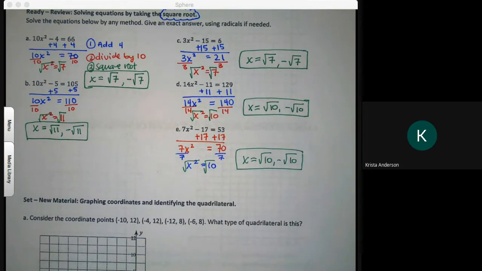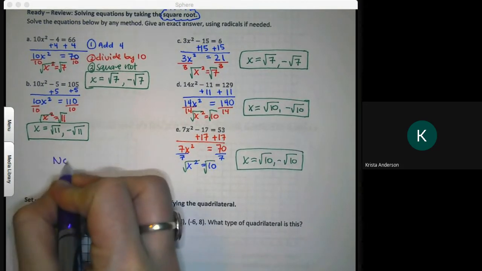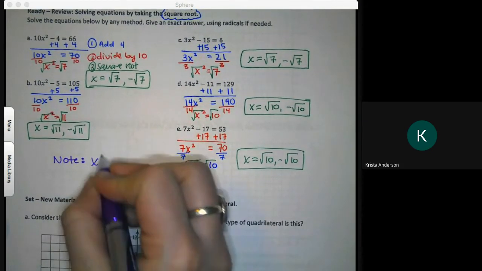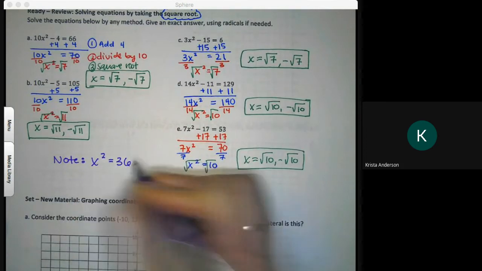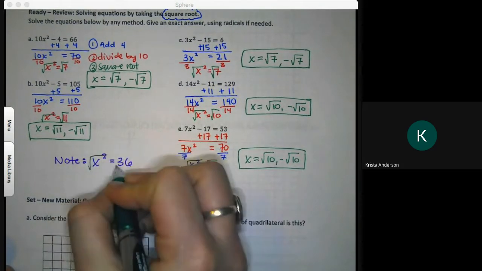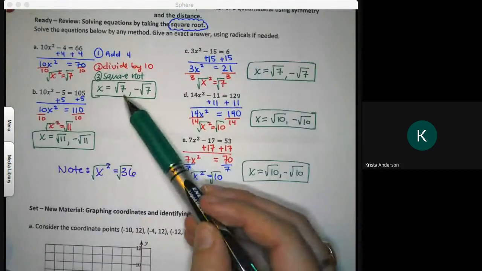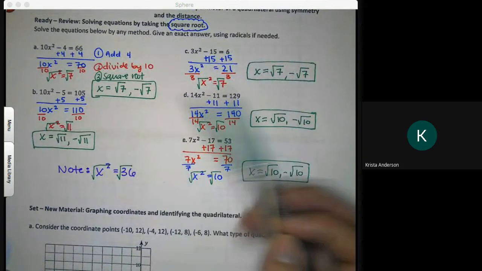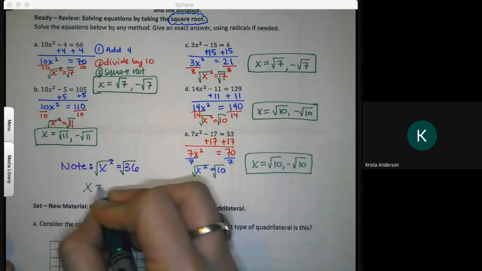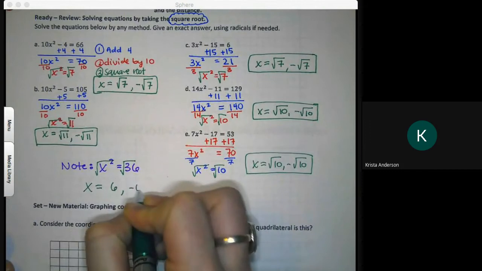Now I want to make a note. What if I had x squared equals 36? How would I solve that one? How would I get the power to go away? I would square root it, but 36 is different than 7, 11, and 10. Why is 36 different? Because it comes from a whole number. What is the whole number? 6, or -6.